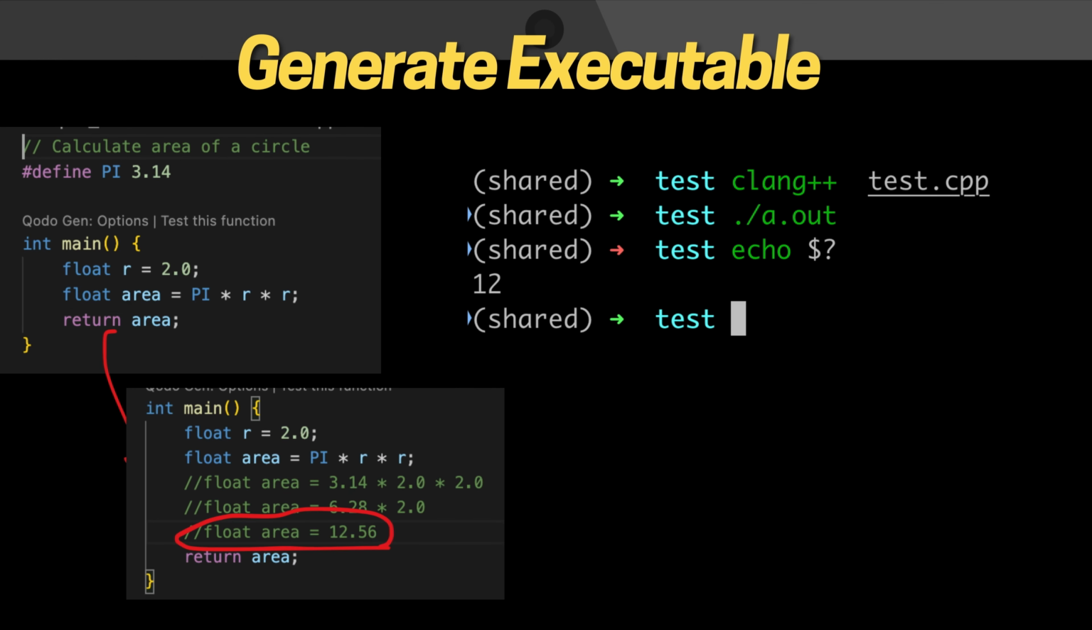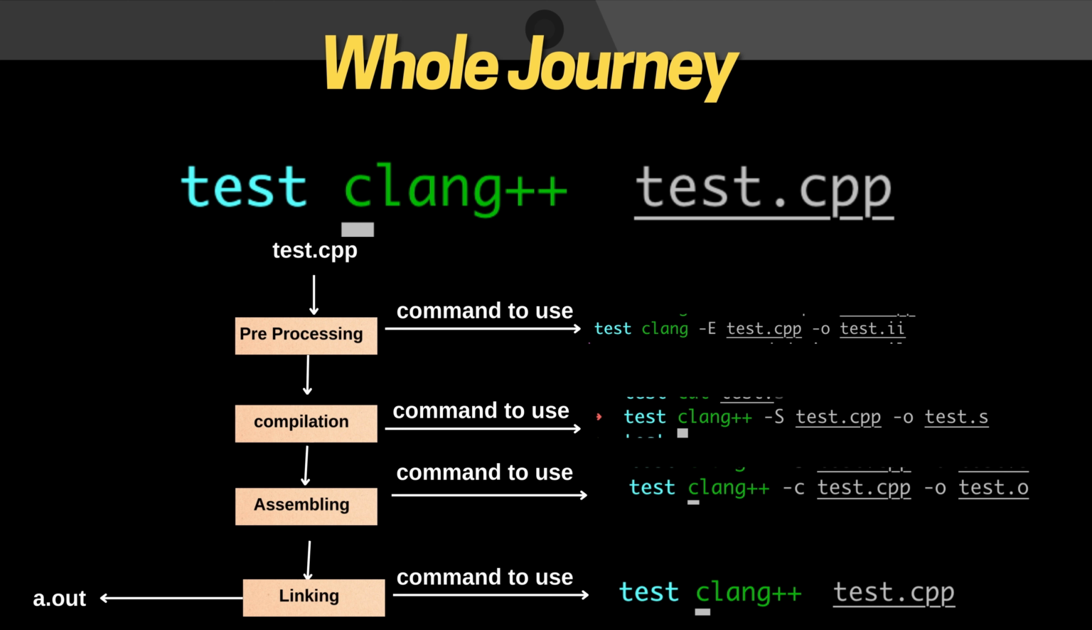Let's quickly recap the entire journey. Preprocessing: macros expanded, comments stripped. Compilation: C code translated to ARM assembly. Assembly: converted to machine code. Linking: object file combined with libraries. And execution: the program runs and returns an exit code. And that's a wrap. We have taken a deep dive into the entire compilation process from source code to executable using Clang on an ARM architecture.